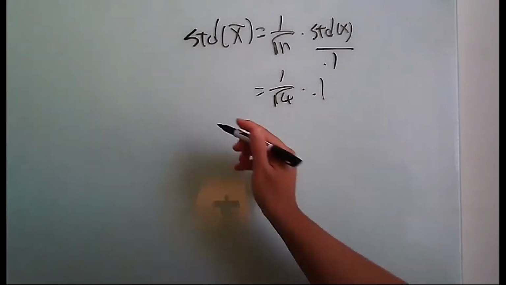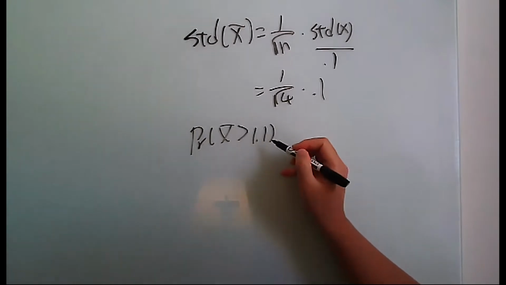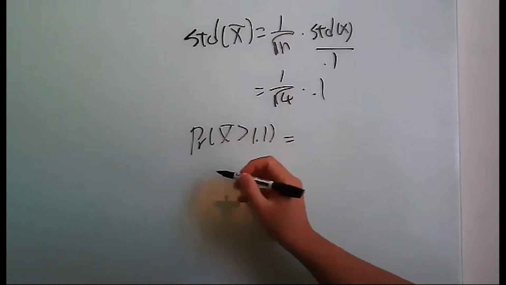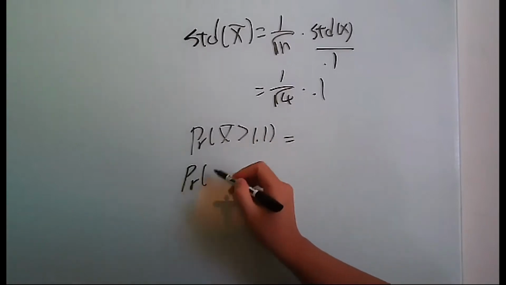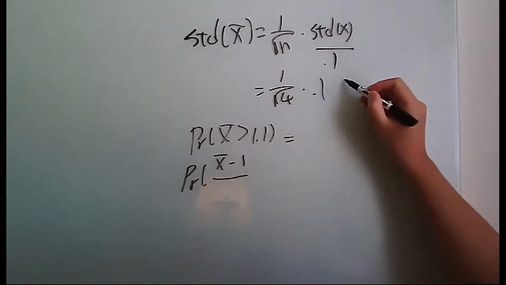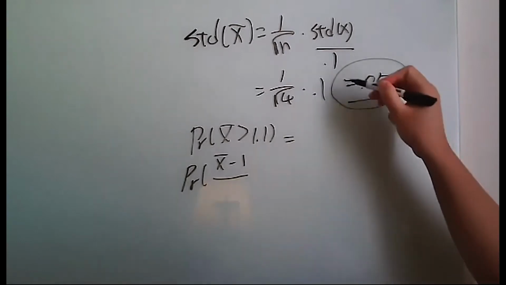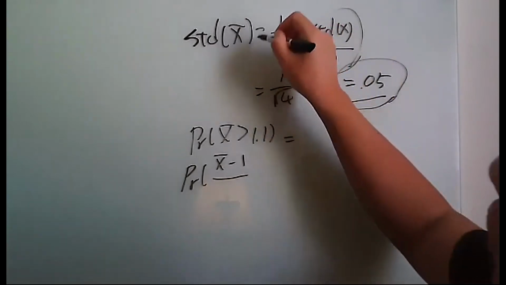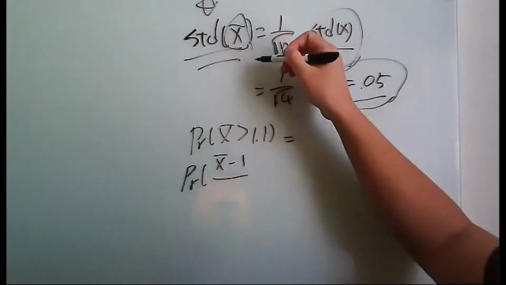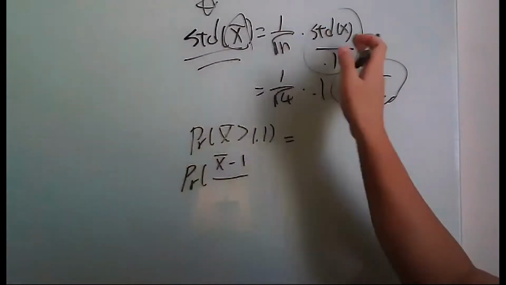So you're looking for probability that x bar is greater than 1.1. In other words, you do the same thing, you just subtract the mean. So that would be probability of x bar minus, what was the mean? 1. And this one would give you 0.05. So you divide by this instead of this one. You need to use this one instead of that one, because that is something you're looking for. So whenever you're looking for something, you got to know which one you need to use.